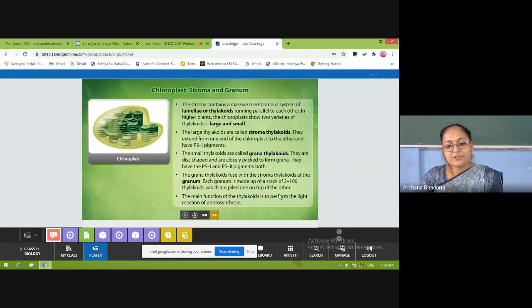So you can note down that grana is consisting of, as you have done previously, that a granum consists of thylakoids which are placed one above the other. So how many can be placed one above the other? 200 thylakoids may be present in a granum. You see in the diagram, these placed one above the other, this total unit is called a granum. Each granum can have 200. Even if two thylakoids come together, we will still call it a granum. And 100 may be there, that is also called a granum.